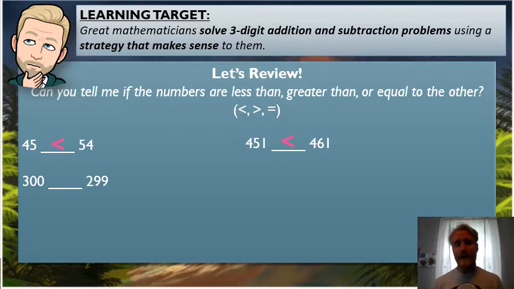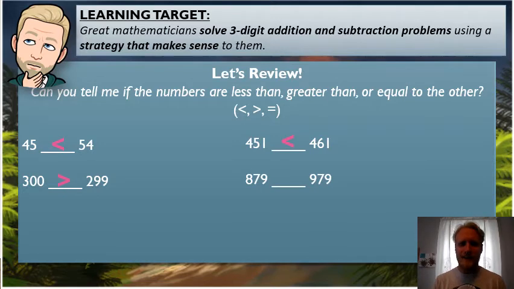300 is blank than 299. See, I tried to trick you there. 300 is greater than 299. Again, look at the hundreds place. 300 is more than 200. Doesn't matter that there's nines in the tens and ones place. Okay, I'll start at the hundreds place.